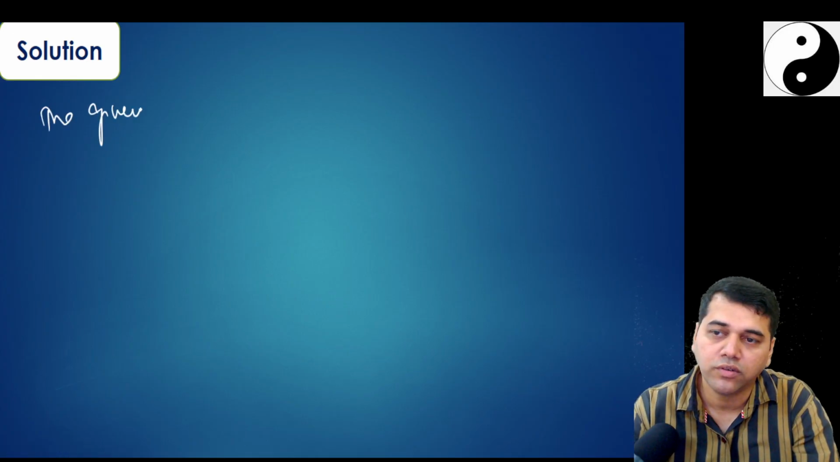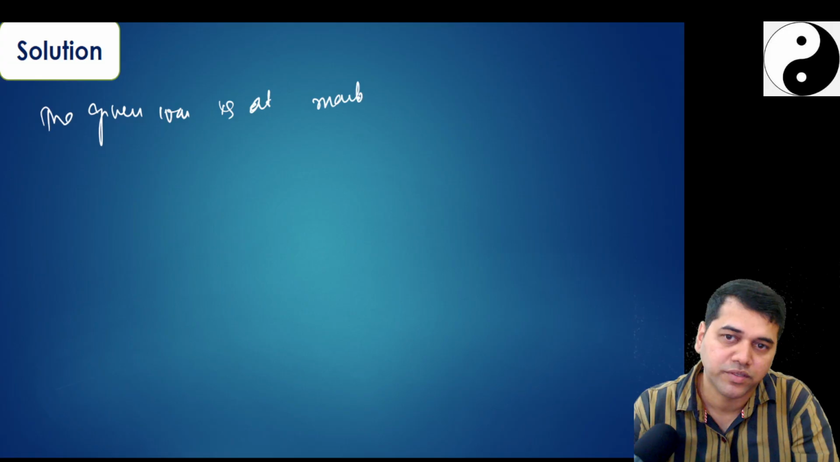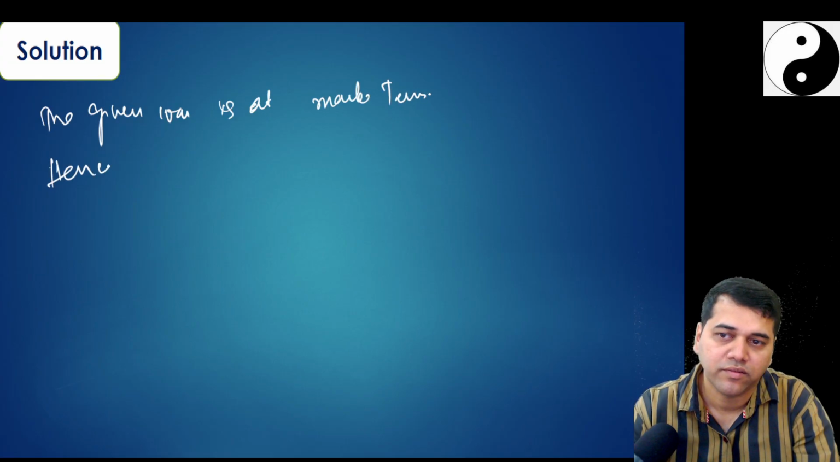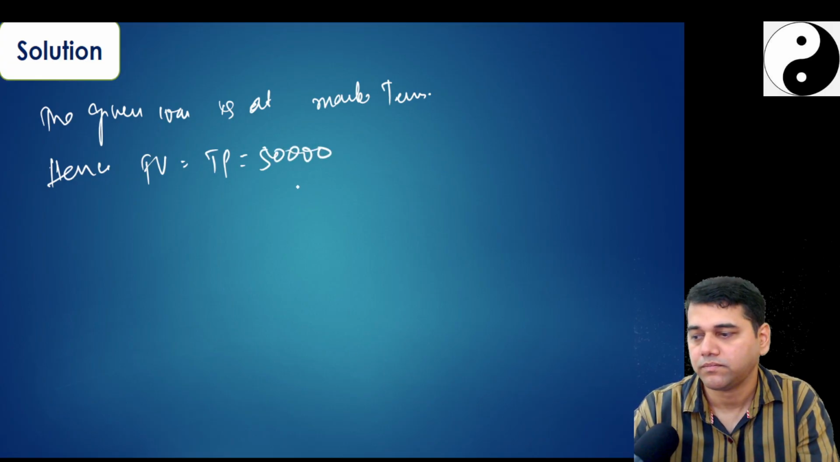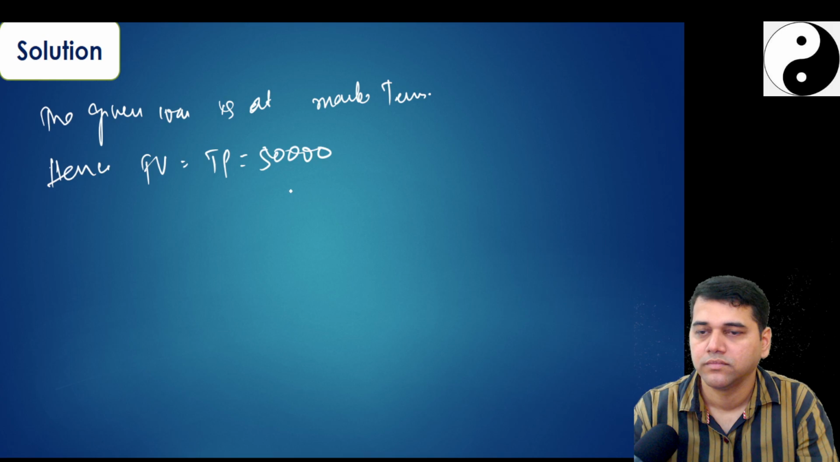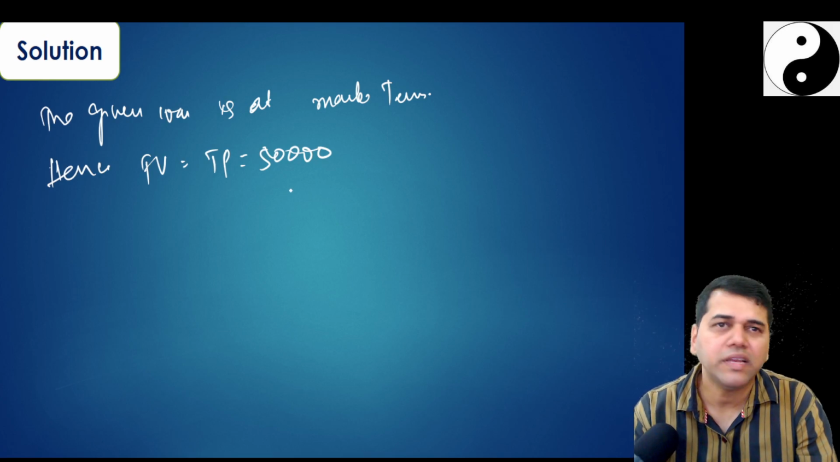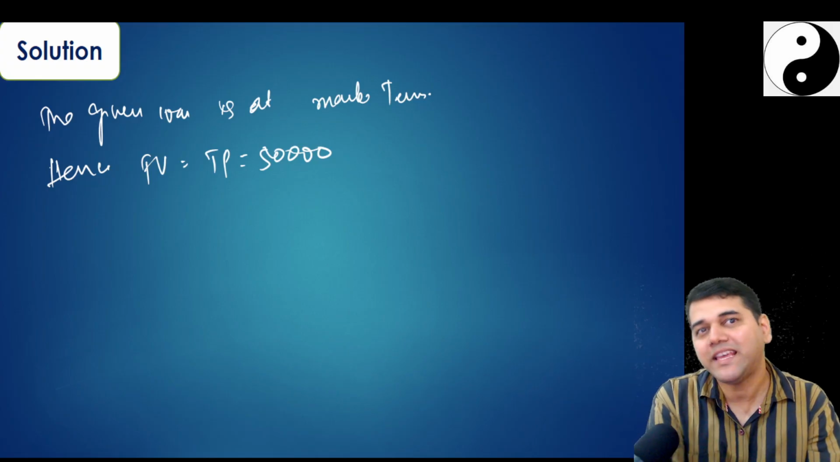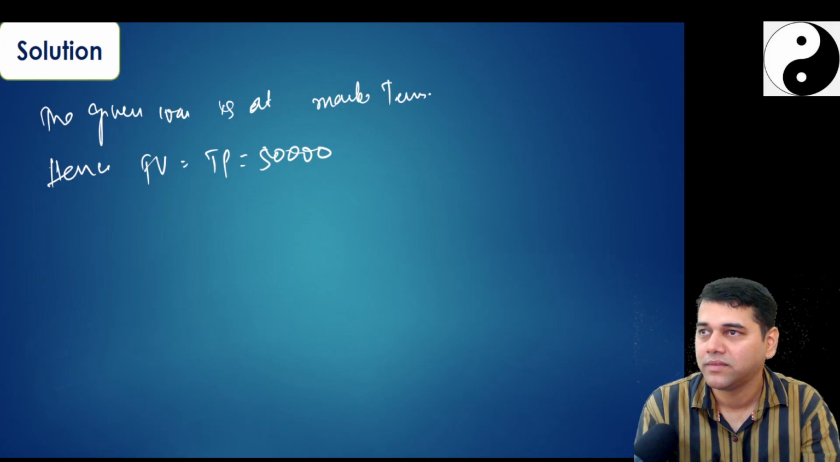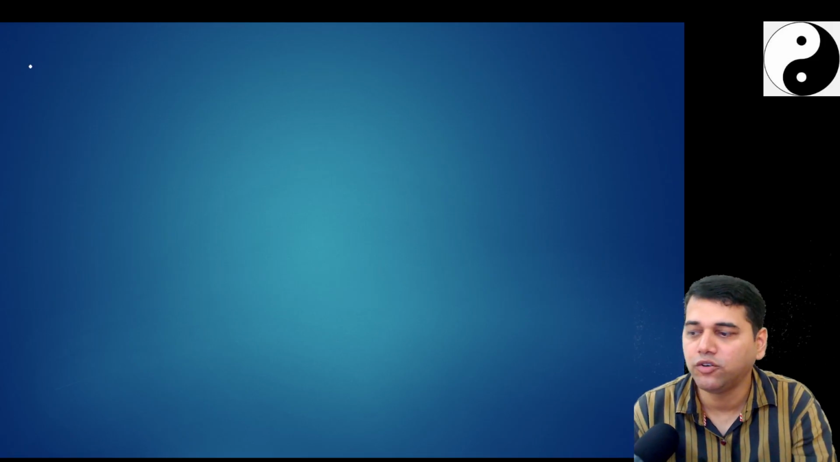The given loan is at market terms. Hence, fair value is equal to transaction price is equal to 50,000. So we will calculate the cash flow also. We will prepare the amortization schedule also, because it is the same here in this case. Both are the same. So write working note number 1.